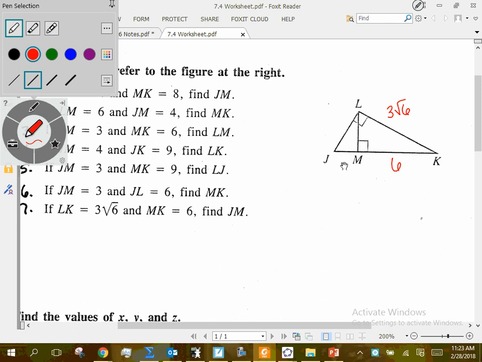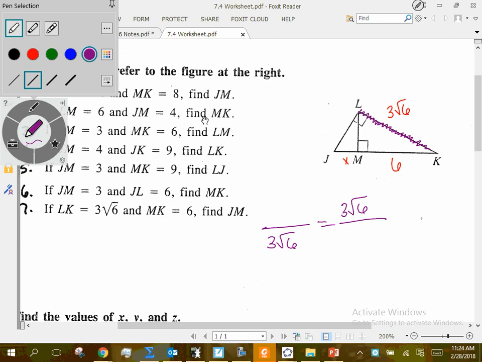They want us to find JM. So finding x there, right? Okay. So we have, what type of object? Is that an interior altitude or is it a leg? It's a leg. Okay. So legs are the geometric mean, right? So 3 root 6, 3 root 6. There you go in those spots right there.